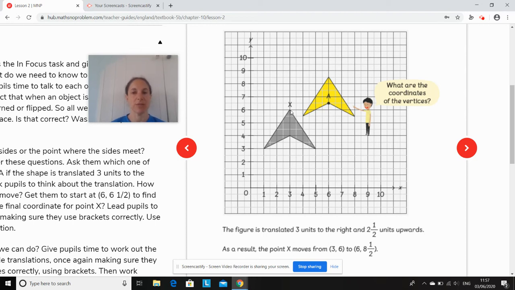3 units to the right, 3 squares to the right. 1, 2, 3 to the right, and 1, 2, 2.5 up. So we're now here, and the top of the shape is now here. You could do the same with the bottom corner. 1, 2, 3 to the right, and 1, 2, 2.5 up. And so the bottom corner is now here.